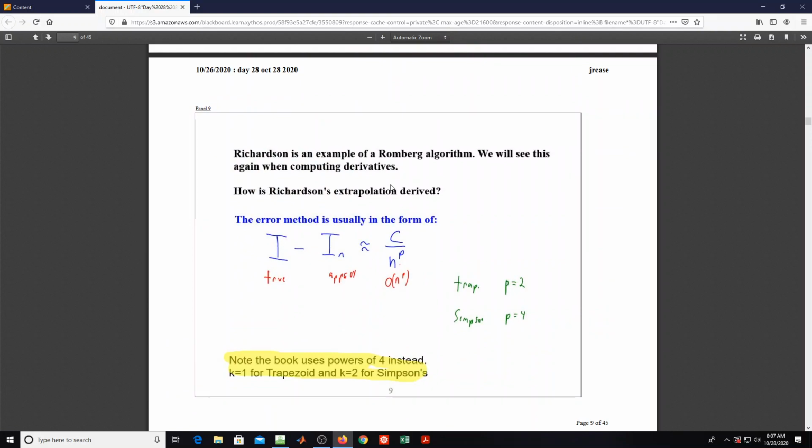No. So the book uses powers of 4 instead, k equals 1 for trapezoidal rule and k equals 2 for Simpson's rule. So you kind of have to make the adjustment. I really haven't seen the 4 business used that much.